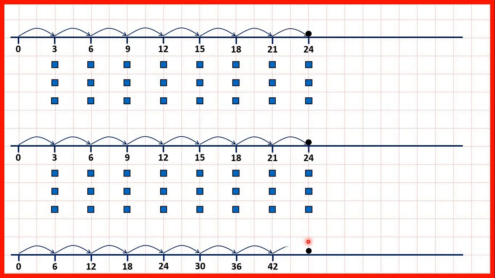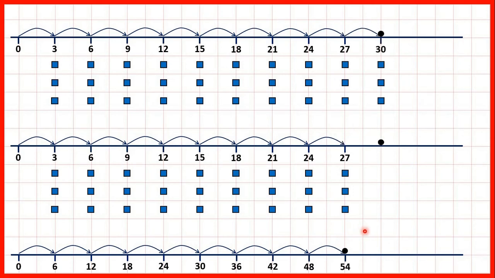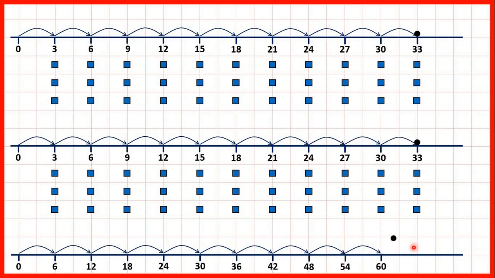8 times 6 is 48. 9 times 6 is 54. 10 times 6 is 60, so that's double 10 times 3. If we show 10 times 3 twice, we've shown 10 times 6. Then we have 66 for 11 times 6, and 12 times 6 is 72.